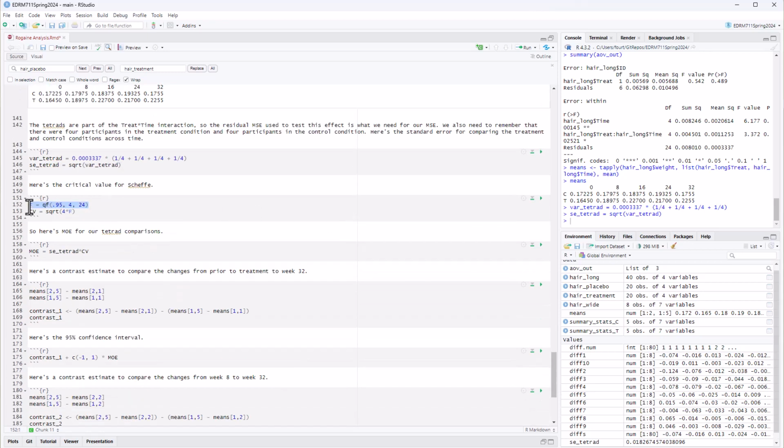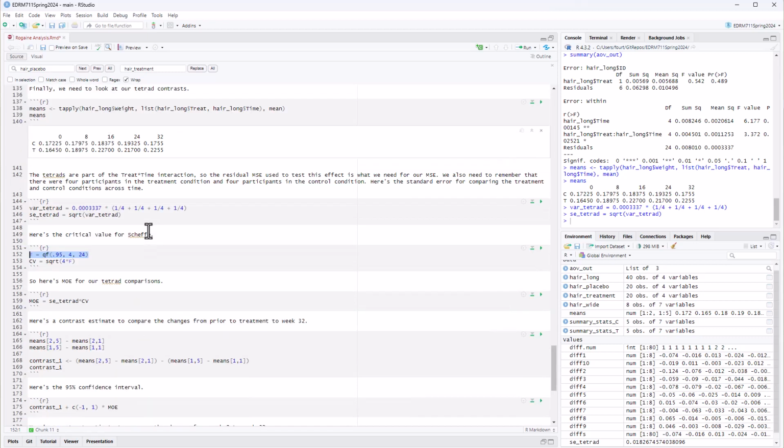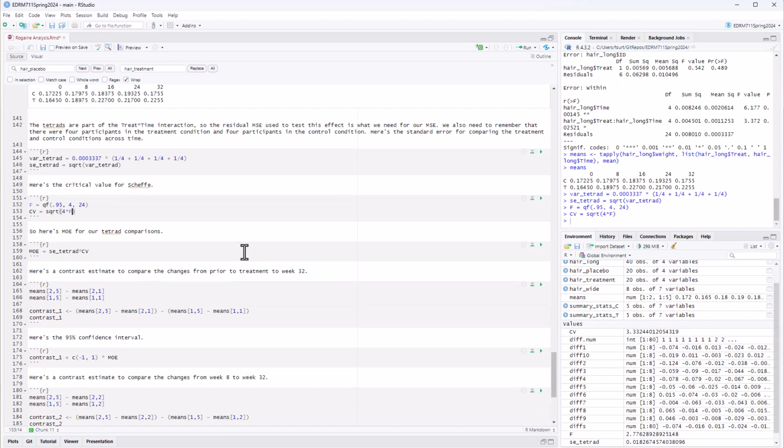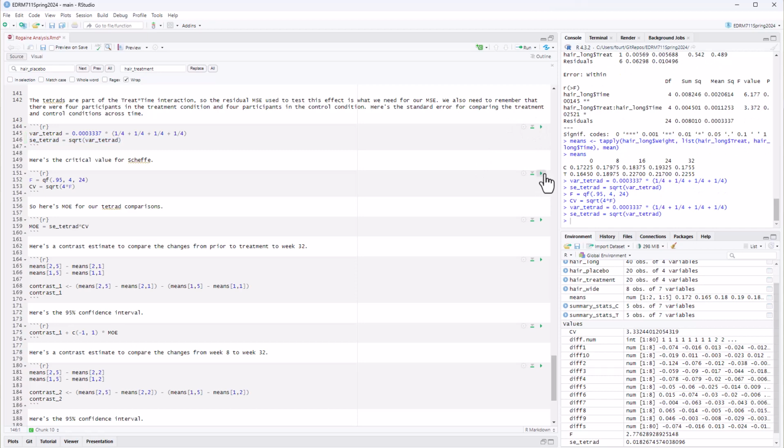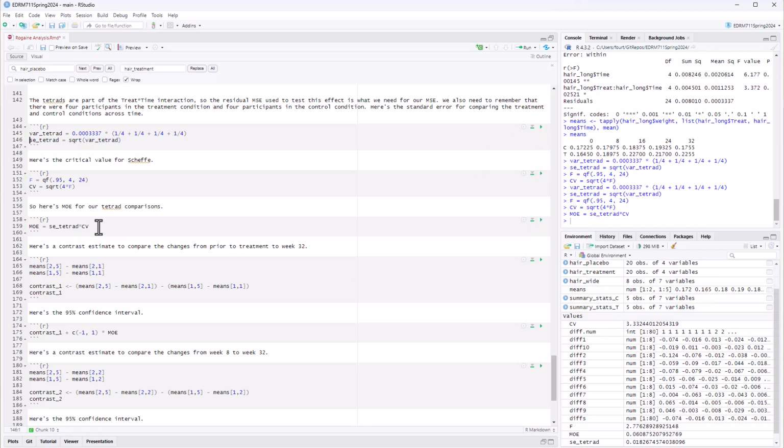So here I'm getting an F quantile at 0.95 with 4 and 24 degrees of freedom. And then for my critical value for Scheffé, it's the square root of the numerator degrees of freedom times that F critical value. So that will give me my critical value for Scheffé. If I then multiply that by the standard error, which I got up here, so I've got standard error, I've got critical value, and if I multiply them together, I get μ. So now it's time to look at our various contrast estimates based upon tetrads.